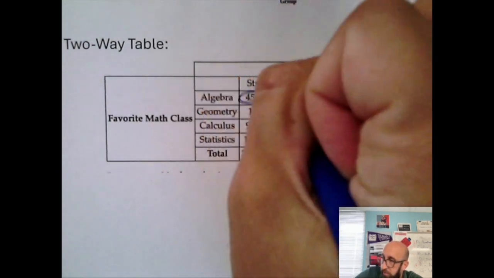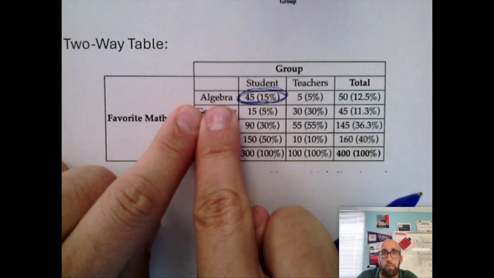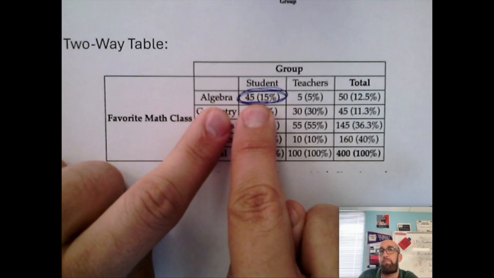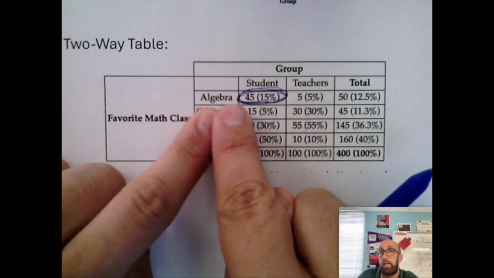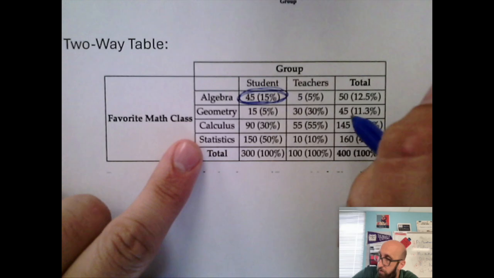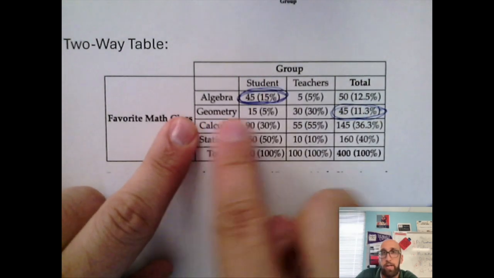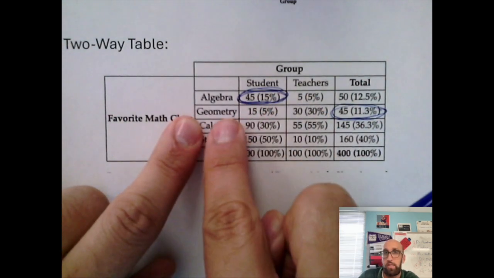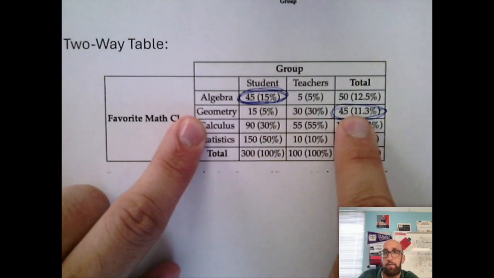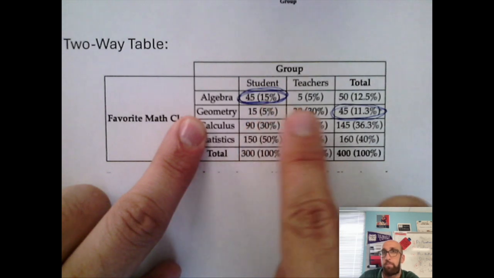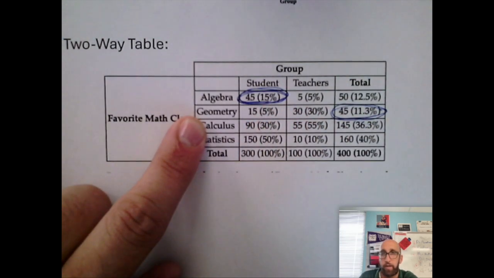So if you want to look at this cell right here, this is where my algebra and students, my row of algebra and my column of students meets. There is 45 people that are students that said algebra is their favorite class. Fantastic. If you go, say, all the way over here, so my row is geometry, but my column is total. So in total, across my students and teachers, I had 45 people said geometry was their favorite class in total, and that's across students and teachers. It took all my students that said geometry, all my teachers that said geometry, added them together, okay?